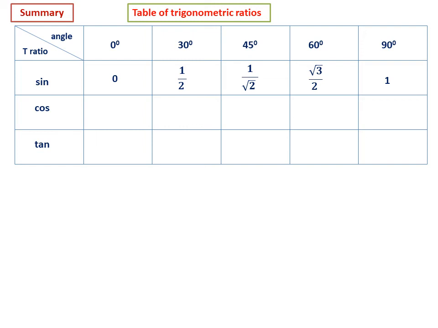Now, second, cos. It is very simple. What you have to do is, write the same numbers in the reverse order. First 1, then it is root 3 by 2, then it is 1 by root 2, then it is 1 by 2, then it is 0.